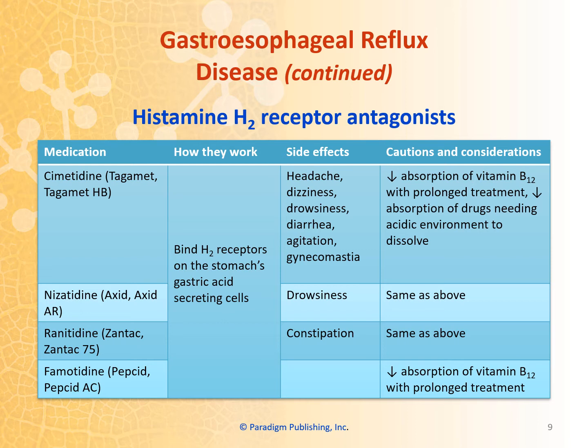The way they work is they bind the H2 receptors in the stomach's gastric acid secreting cells. There's different side effects to consider as listed here, but the absorption of vitamin B12 can be decreased with prolonged treatment. And also you have to make sure that you're not taking other medications within several hours of taking the Tagamet or Axid, Zantac, or Pepcid, because that can inhibit absorption of those other medications that you need.